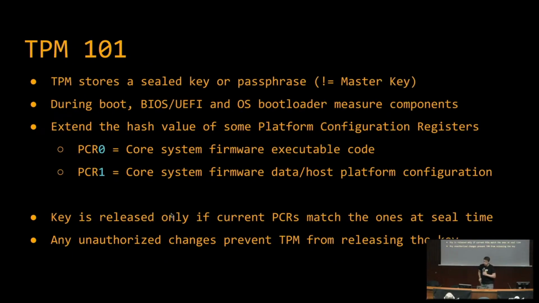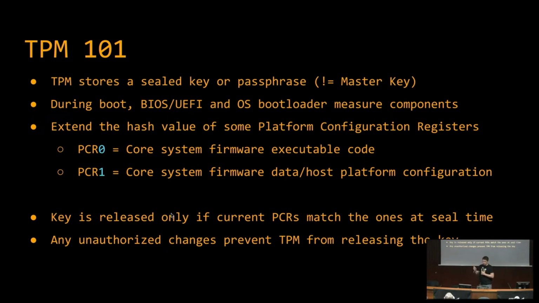and start to have a look at what's inside the system. So just to understand a bit how it works: if you want to encrypt a disk, you will seal a key or a passphrase, which is not the master key to decrypt the volume, in the TPM. During boot, the system will measure each component that will be run on the system, and it will compute a hash that will be stored in a register, called a platform configuration register.